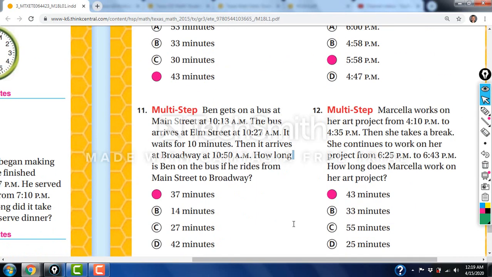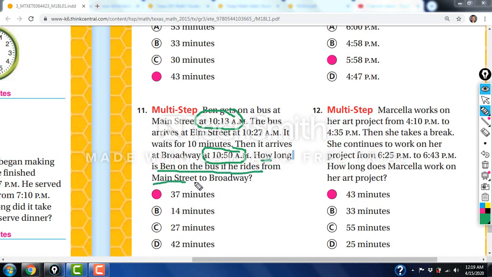Next one. Ben gets on a bus at Main Street at 10:13 a.m. The bus arrives at Elm Street at 10:27. Okay. It waits for 10 minutes. He didn't go. He's still there. Then it arrives at Broadway at 10:50. It arrives at 10:50 a.m. It starts at 10:13 a.m. How long is Ben on the bus if he rides from Main Street to Broadway?